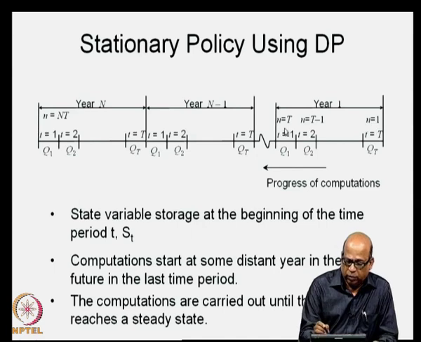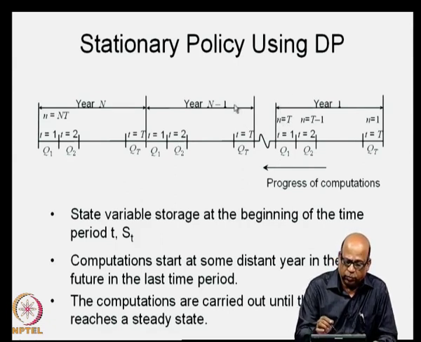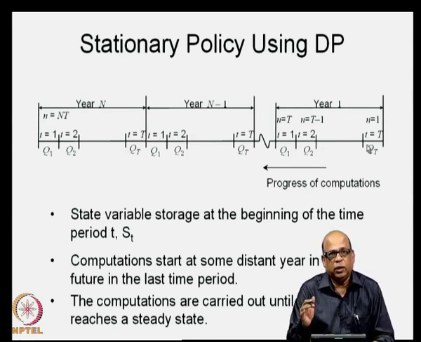So, you keep continuing these computations without halting at year number 1. You go to year number 2, go to year number 3. The same stages you keep on continuing. So, your n keeps on increasing: n equal to T, then n equal to T plus 1, n equal to T plus 2, etc. n keeps on increasing, whereas the small t will always vary between t equal to 1 and t equal to capital T.